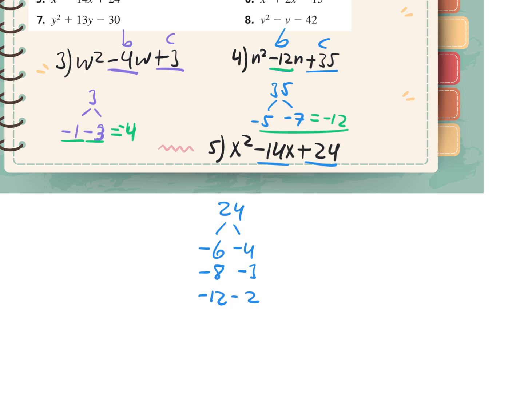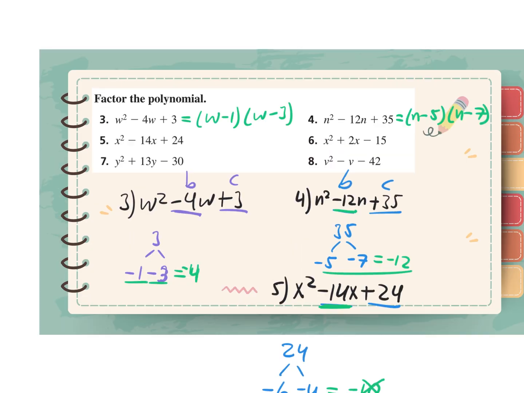If I did negative 6 plus negative 4, that's going to get me negative 10, not what we want. Negative 8 minus 3 is going to get me a negative 11, also not what we want. Negative 12 minus 2 is going to get me a negative 14. That is what we want. It matches our middle term. So my two numbers, P and Q, are going to be negative 12 and negative 2. So my answer for this one is going to be w minus 12 times w minus 2.